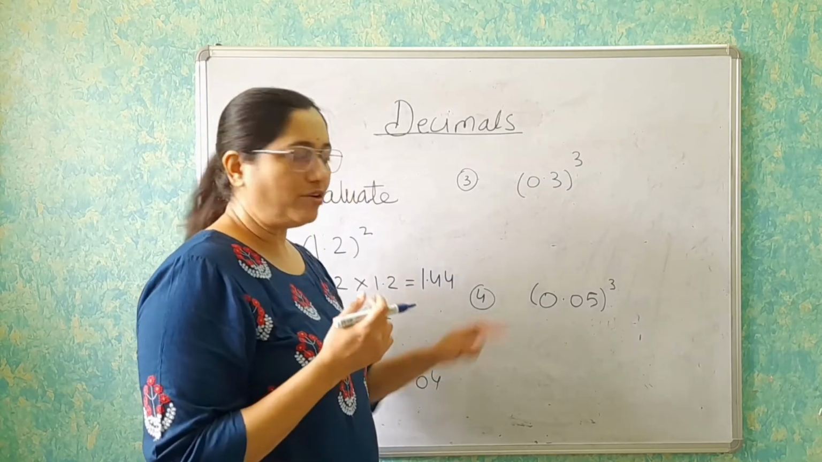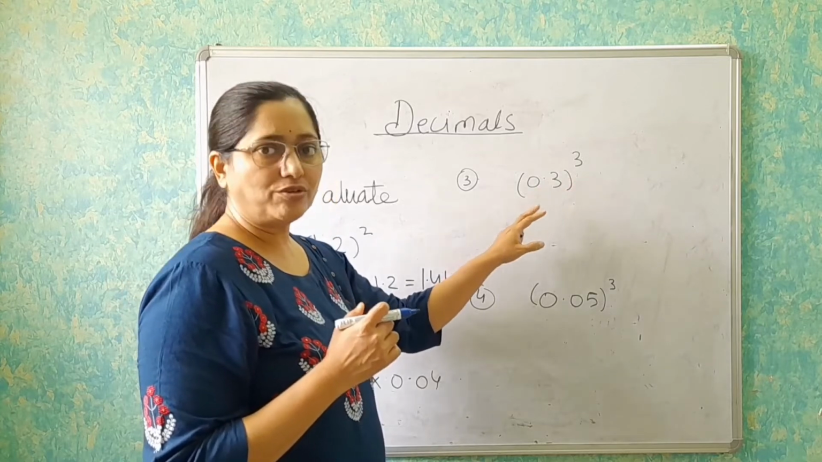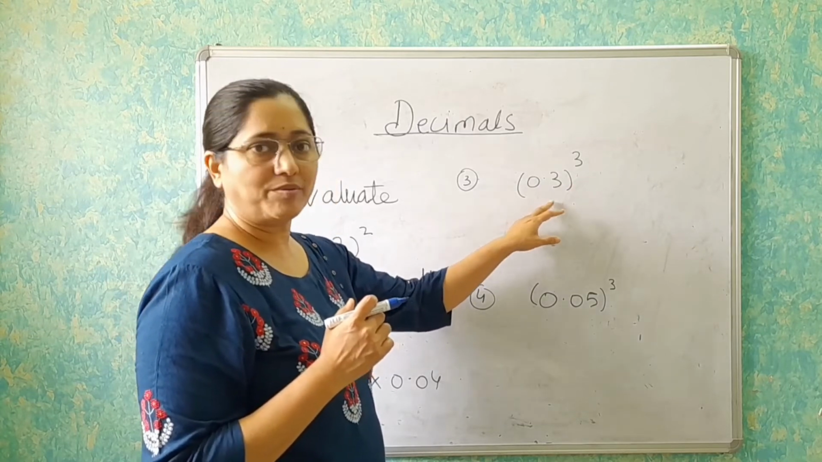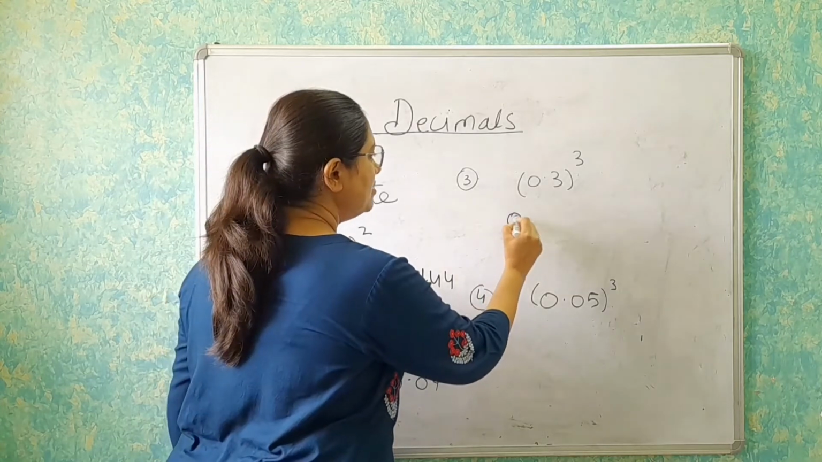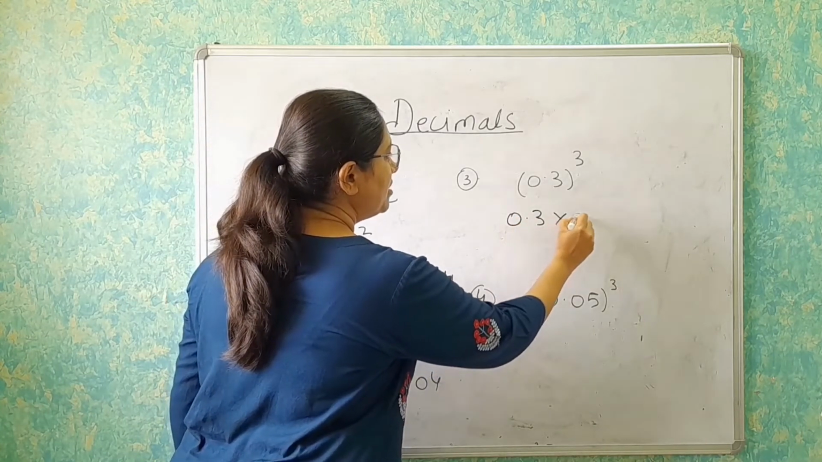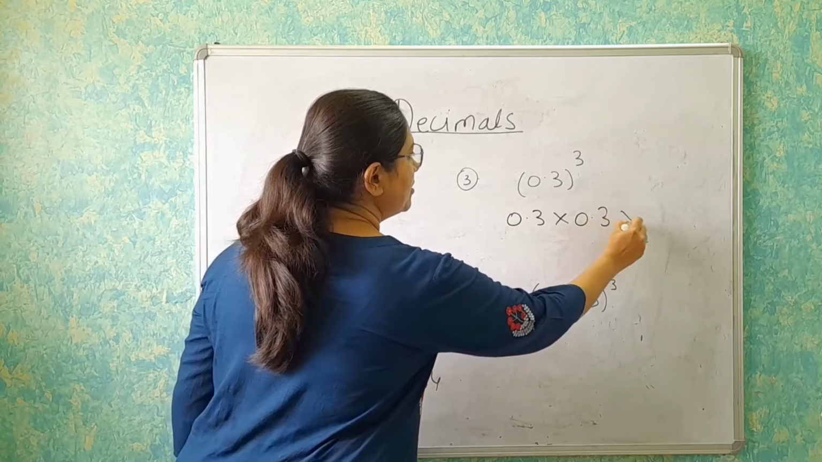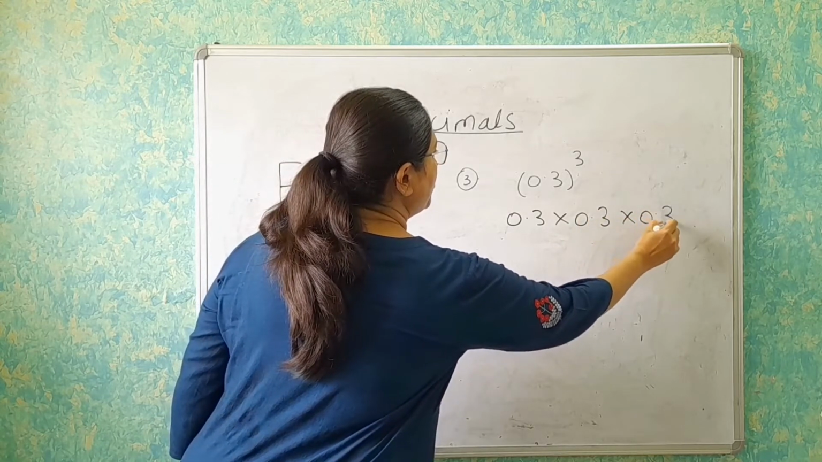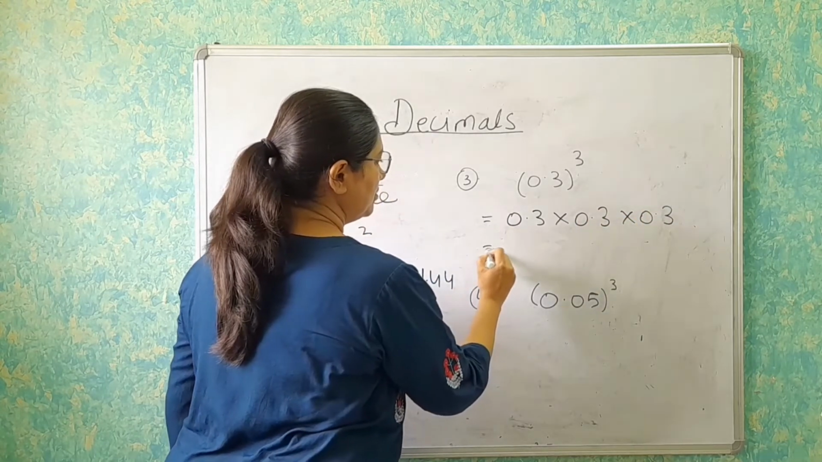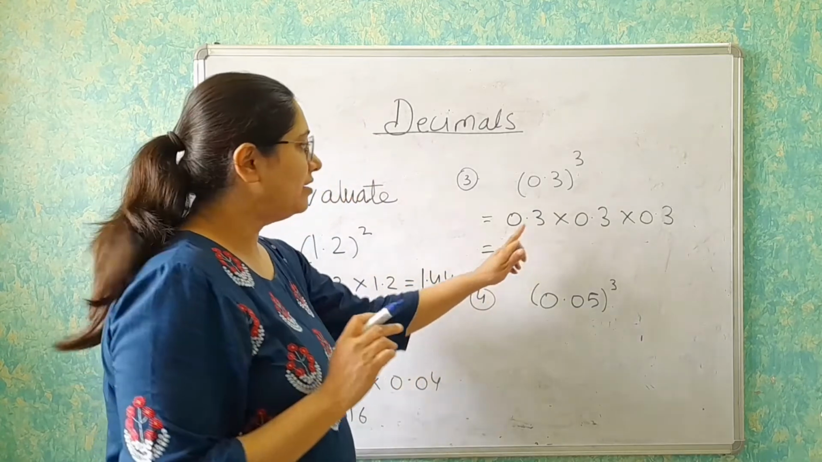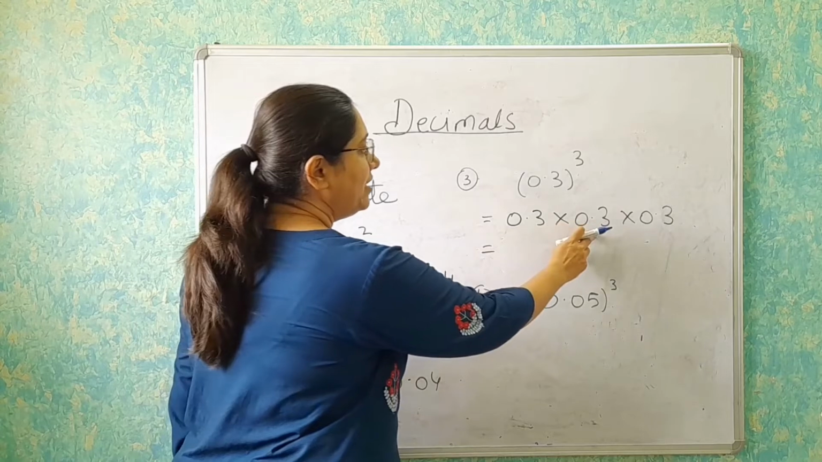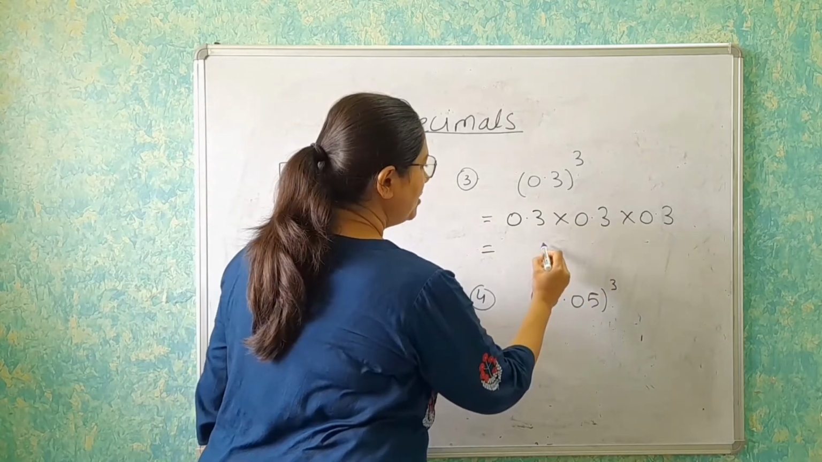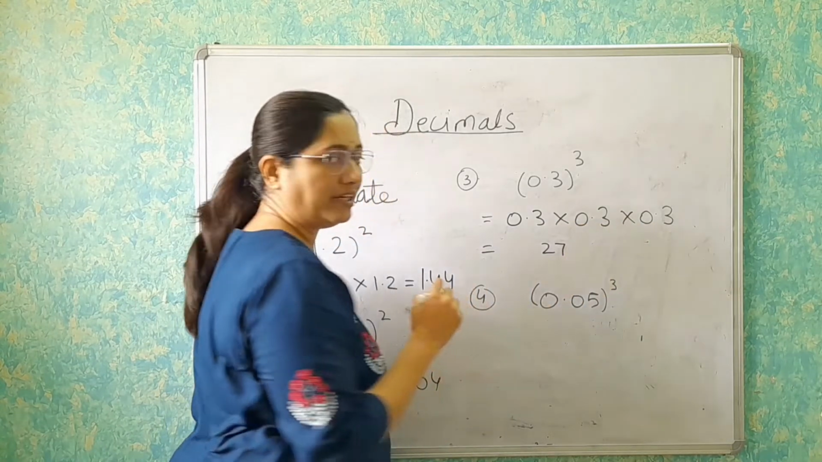And what is the meaning of this cube? It shows that we are multiplying the same number 3 times. So I can write it as 0.3 multiplied by 0.3 again multiplied by 0.3. First I have to multiply 3 with 3 with 3. So 3 3s are 9 and 9 3s are 27. So I will write 27.